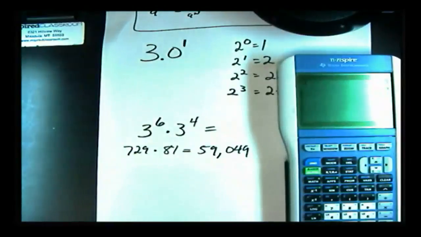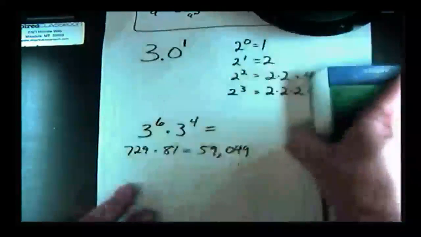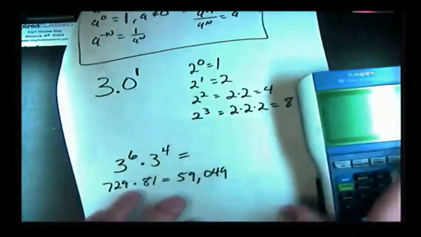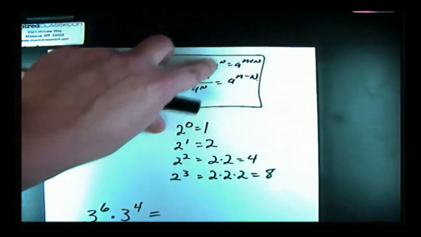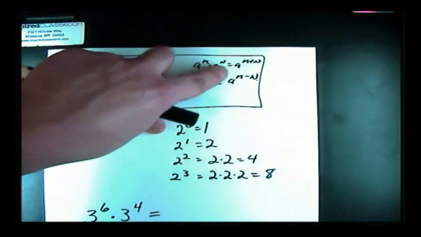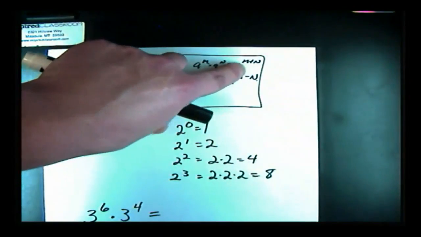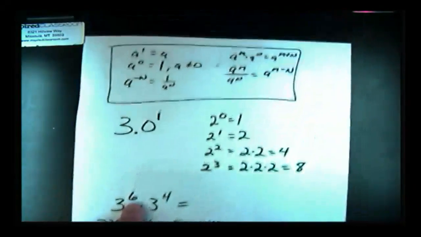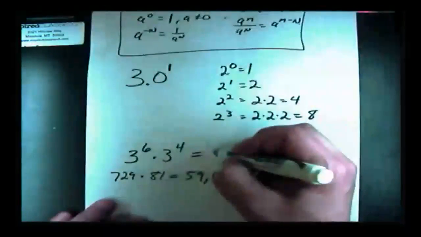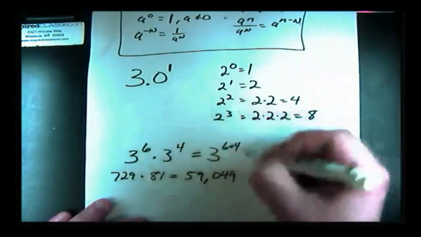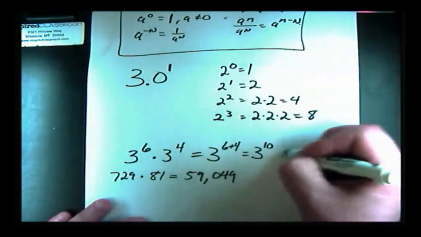It wasn't too difficult. But the rule up here, if we notice, says that if I have some number to some power m times that same number to a different power n, then I can take that number to the power of m plus n. So as you can see here, I have 3 as my a, 6 as my m, 3 as my a again, and 4 as my n. So this problem then becomes 3 to the 6 plus 4, which is equal to 3 to the 10th.